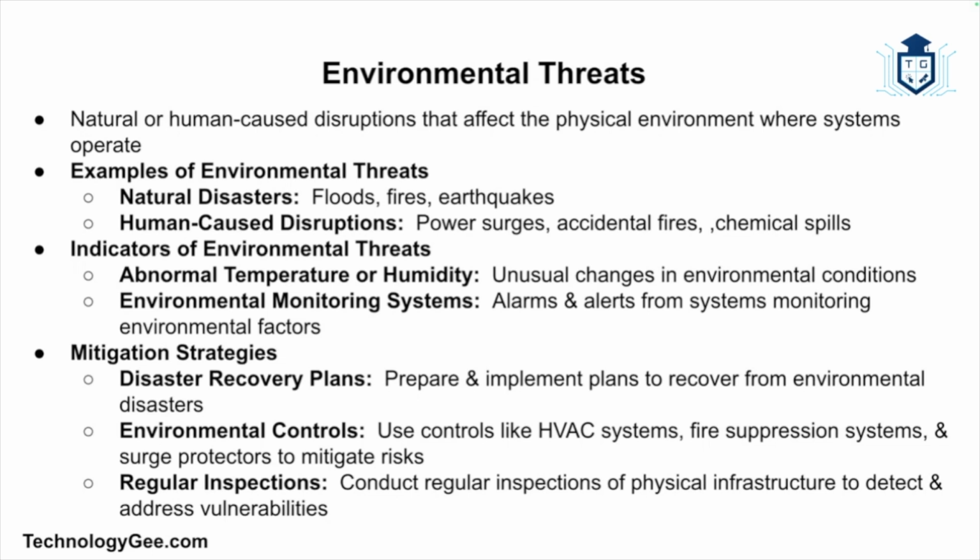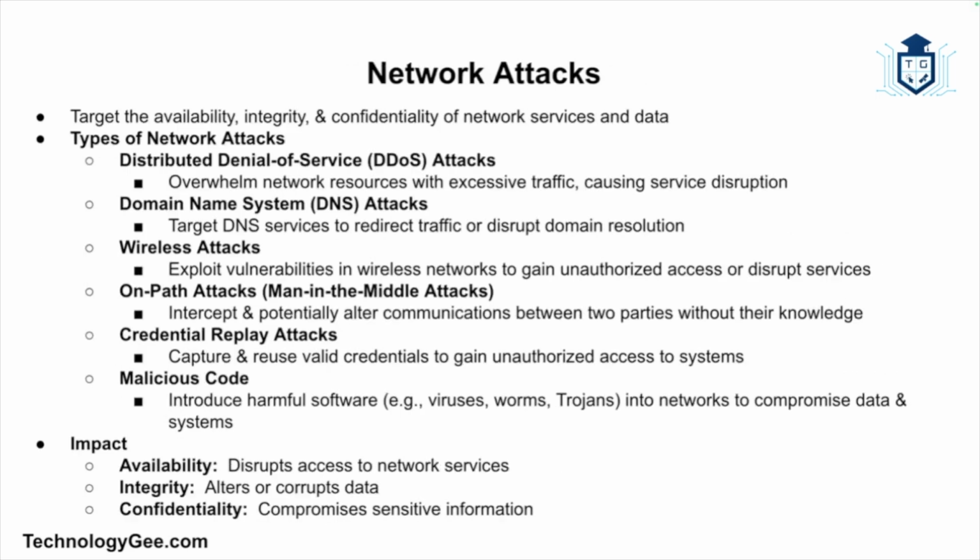All right, next we have environmental threats. Environmental threats are natural or human-caused disruptions affecting the physical environment where systems operate, such as floods, fires, or power surges. Indicators of these threats include abnormal temperature or humidity levels or alarms from environmental monitoring systems. Having disaster recovery plans in place, using environmental controls, and regularly inspecting physical infrastructure are essential practices to mitigate environmental threats.